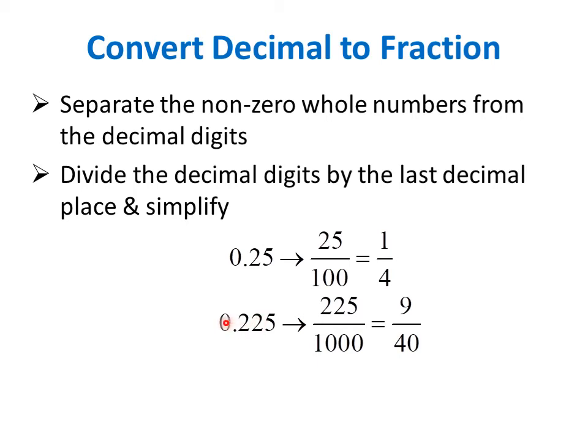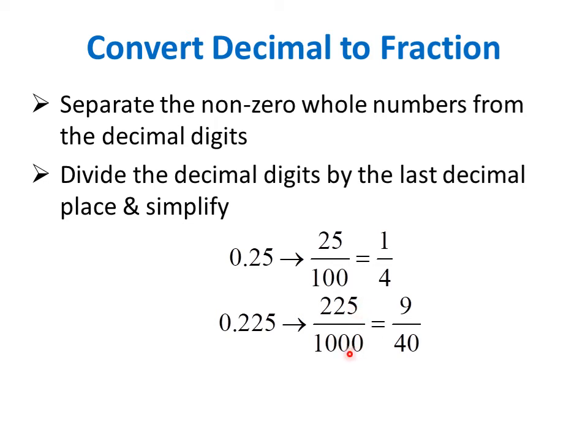Next, we have 0.225. Again, in this case, we don't have a non-zero whole number before the decimal point, so we have to worry only about the decimal digits 225. This time, what is the last decimal place? Let's see. This is the 10th. This is the 100th, and the last digit is the 1000th decimal place. Therefore, we have to divide 225 by 1000.